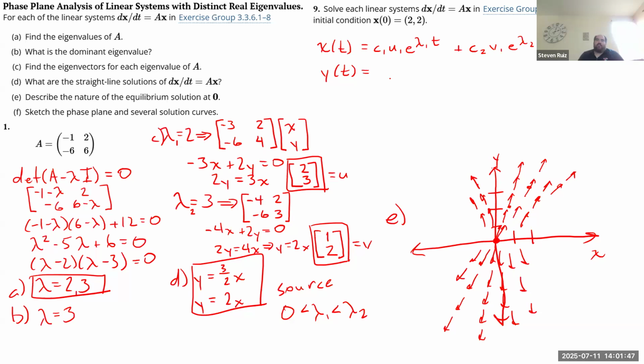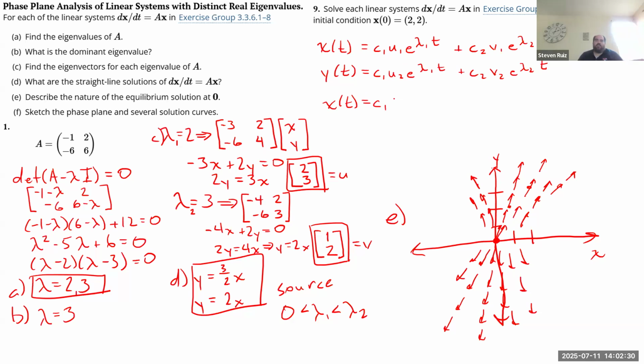And then what changes when we figure out the value for y? Basically, I'm going to write a very similar thing, except now I want the y component of both those vectors. So c2 v2 e to the lambda 2 t. So the thing that I just wrote down has nothing to do with any particular system of equations. This is general. So now I'm going to use this to work out my solution for our system. So c1 is a constant we'll find out at the very end.